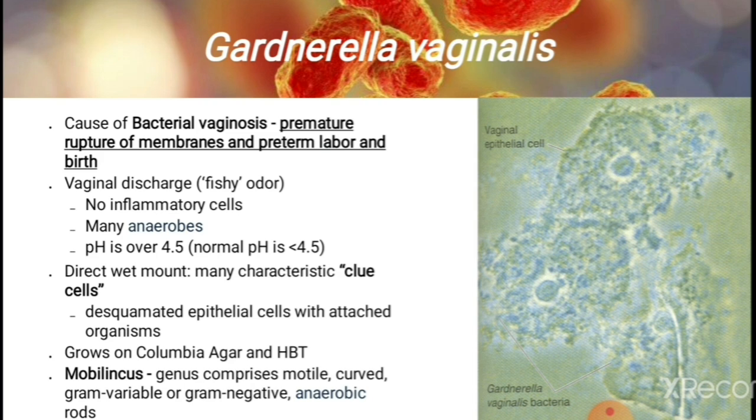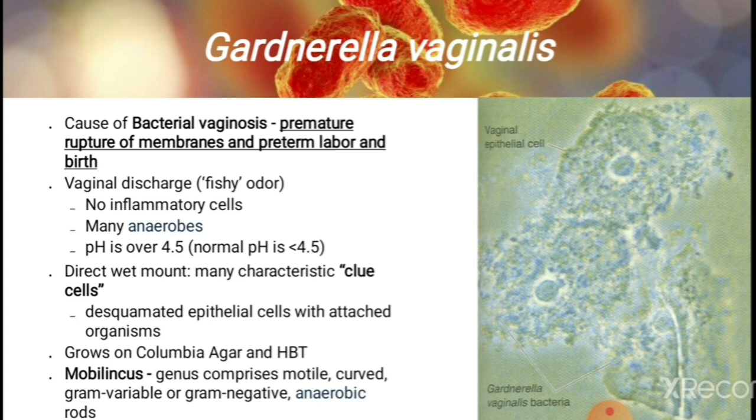In a direct wet mount, you can observe clue cells. Clue cells are just desquamated epithelial cells with attached organisms. Gardnerella vaginalis is treated with metronidazole, or grown on non-selective vaginalis agar, which contains human blood, and it produces diffuse beta-hemolytic colonies. They can only grow in 5 to 10% carbon dioxide for 48 hours or in anaerobic conditions.